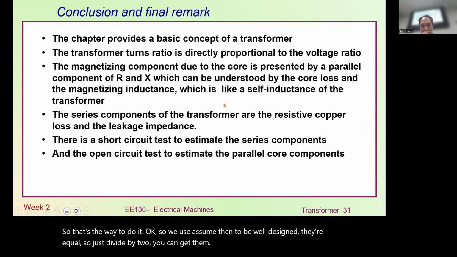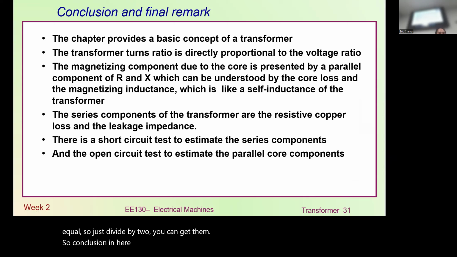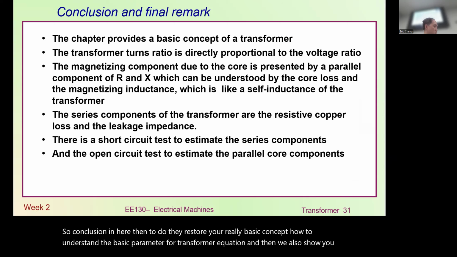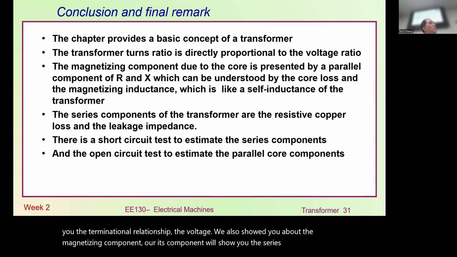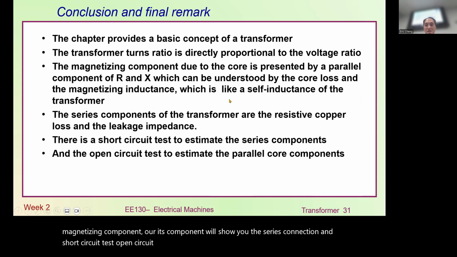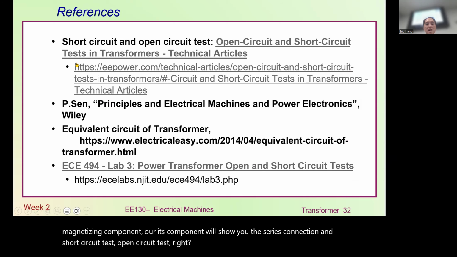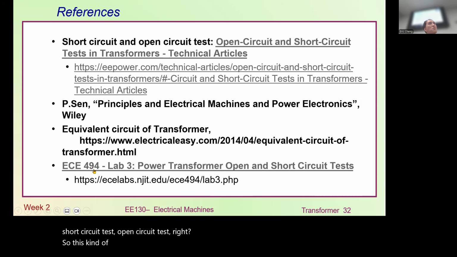So the conclusion here is that we showed you a really basic concept, how to understand the basic parameters for the transformer equation. And then we also showed you the turns ratio relationship to the voltage. We also showed you the magnetizing component, R and X components. We also showed you the series connection and the short circuit test and open circuit test, right? So these kinds of tests and methods are well known anyway.